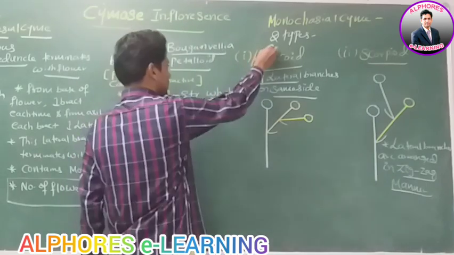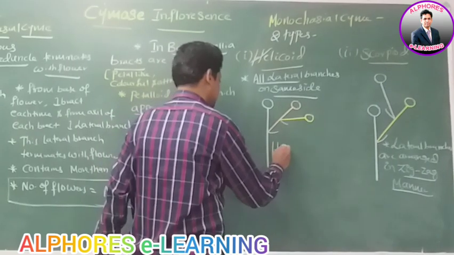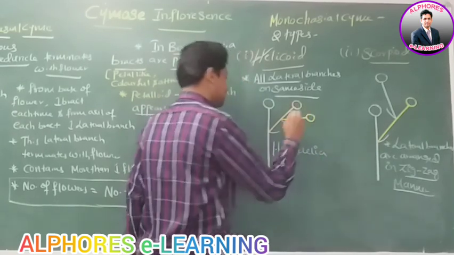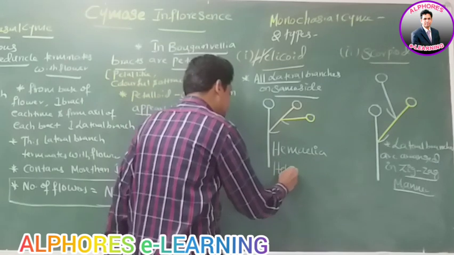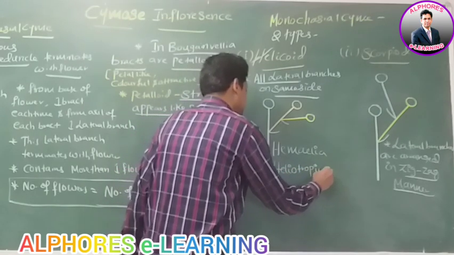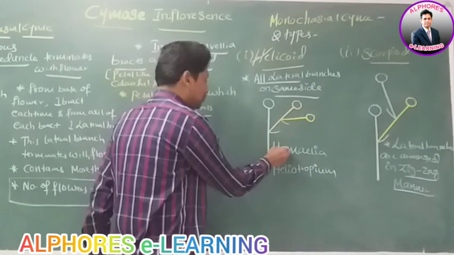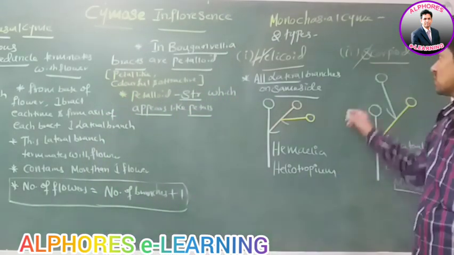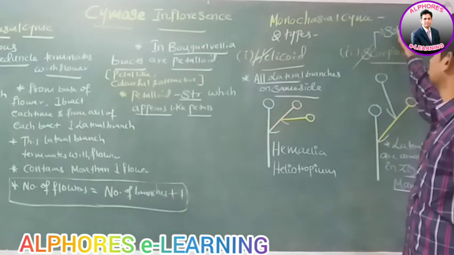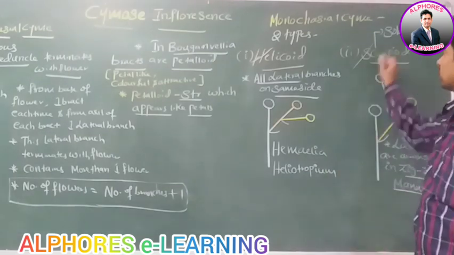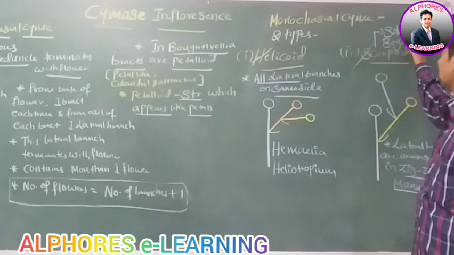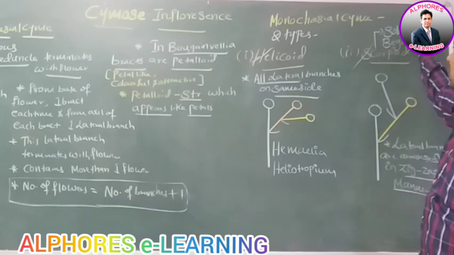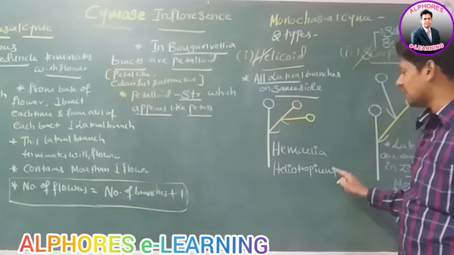Okay. Sir, I am writing examples for helicoid. Number 1. The first example is Hamelia. What is the first example, sir? Hamelia. The second one is Heliotropium. Therefore, Hamelia and Heliotropium, these two are examples for helicoid. Now go for examples of scorpioid. Solanum. Even you can take Begonia. I am not saying Bignonia, I am saying Begonia. Right? Therefore, scorpioid examples: Solanum and Begonia. Helicoid examples: Hamelia and Heliotropium.